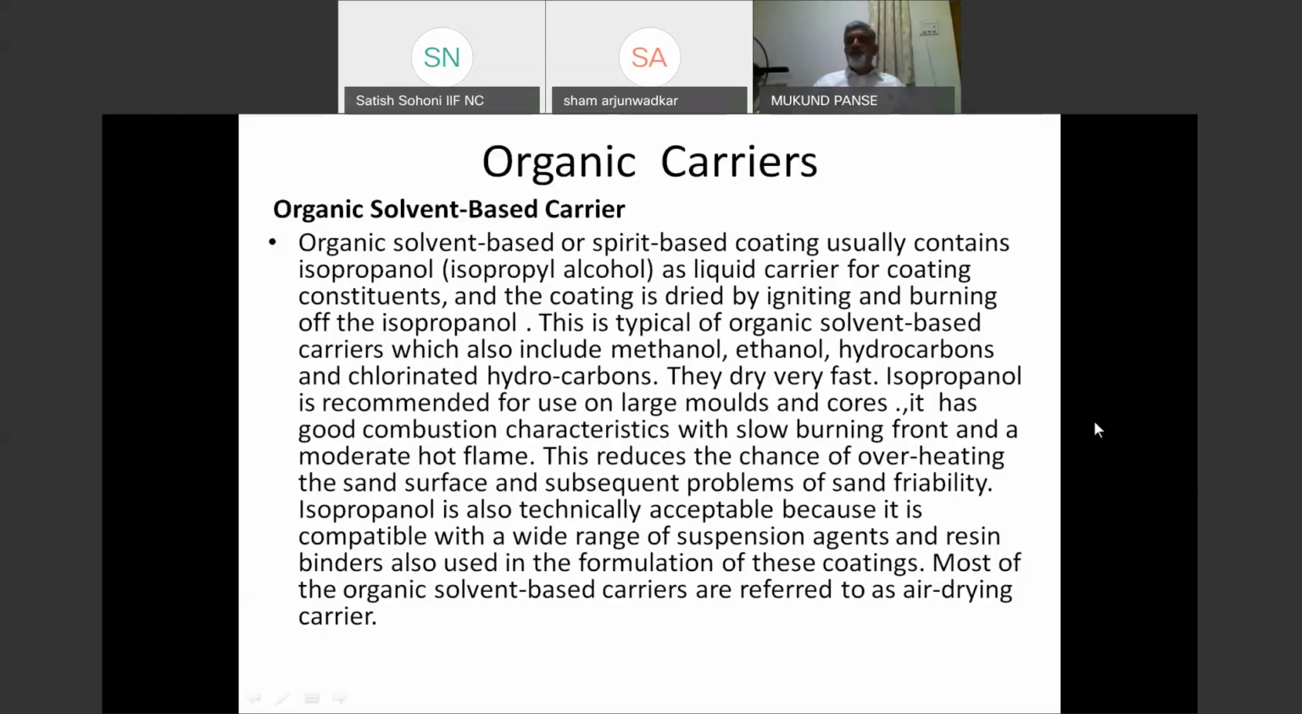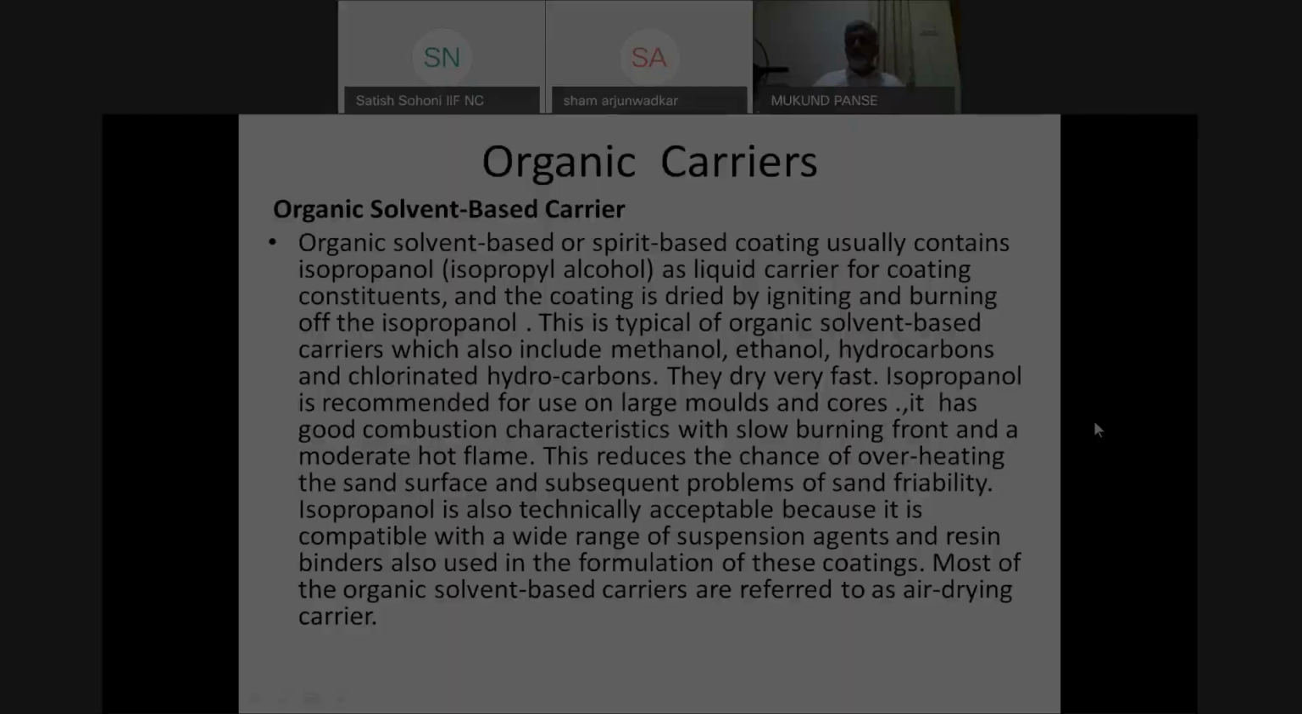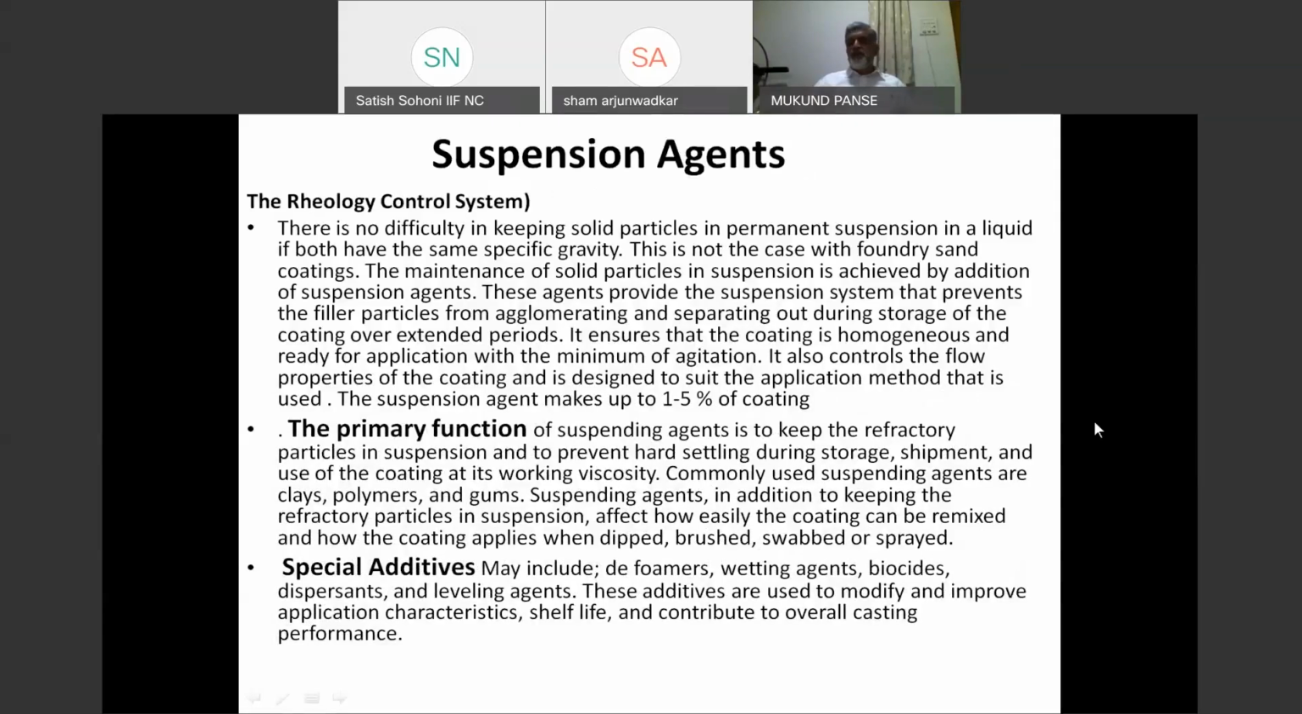Also, if it is air dryable, it is better. Suspension agents. You have a refractory, which is a very heavy material, being carried in water or alcohol. So it is most likely that when you are trying to apply it, it will settle down. The viscosity or Baumé of the paint will not be constant. So to keep them in suspension all the time, suspension agents are required so that gravity doesn't try to settle the heavier particles.